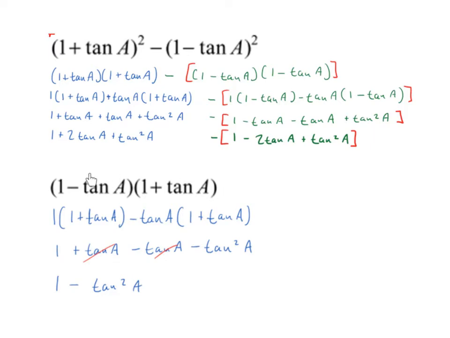Then the denominator. So we have 1 minus tan of A multiplied by 1 plus tan of A. So again, we break open the first bracket, bring down the 1, stick on the second bracket, bring down the minus tan of A, stick on the second bracket. 1 by 1 is 1, 1 by tan of A is tan of A, minus tan of A by 1 is minus tan of A, minus tan of A by plus tan of A is minus tan squared A. Bring down the 1, tan of A and minus tan of A cancel, bring down the minus tan squared A.